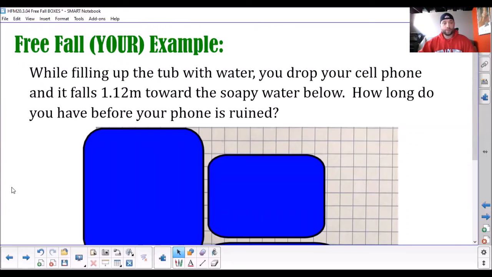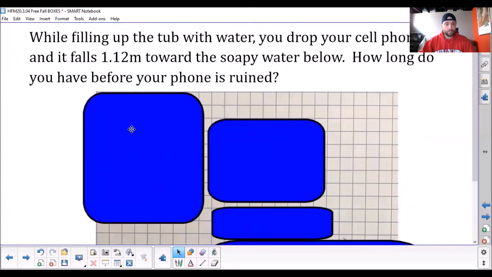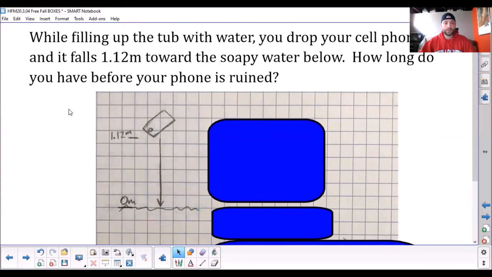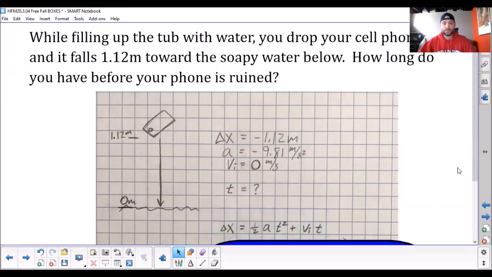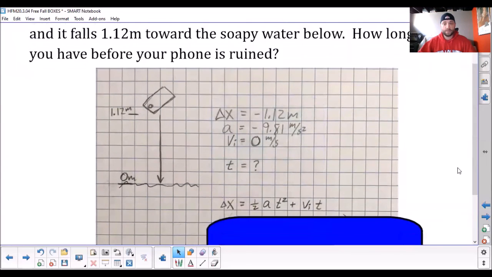Here's one for you to do on your own. Try this. I didn't do this on the computer last semester, apparently, so I had to do it on paper. First thing is draw a picture. I've got this phone falling down to its watery depth. List my knowns and unknowns. I've got delta x, I have acceleration, initial velocity, I don't know time, and I also don't know final velocity, so that leads me to use the 1/2 at squared equation again.